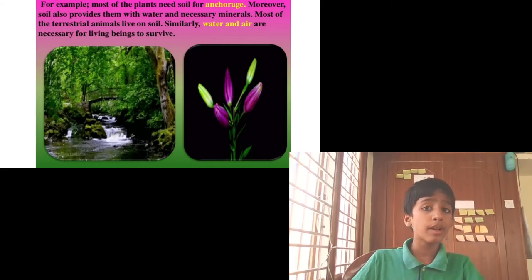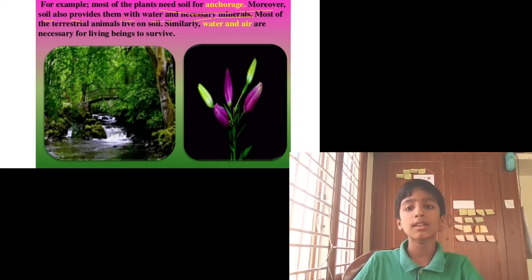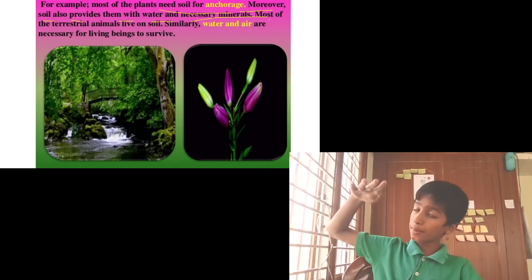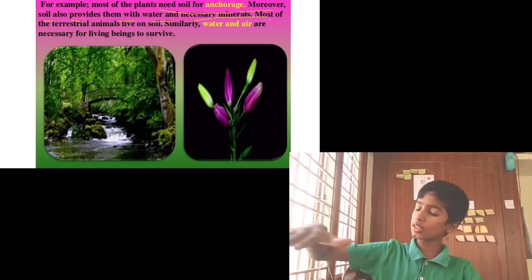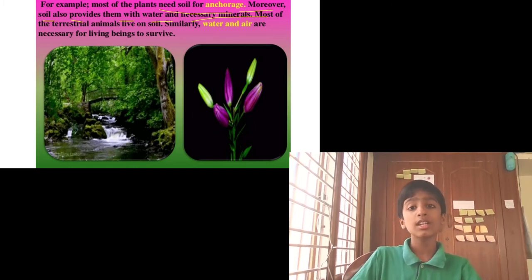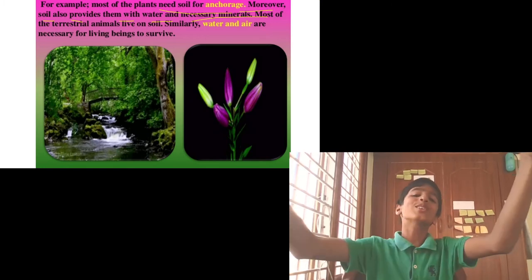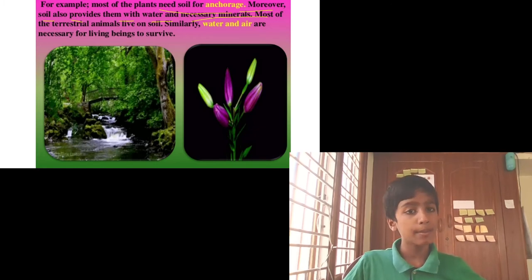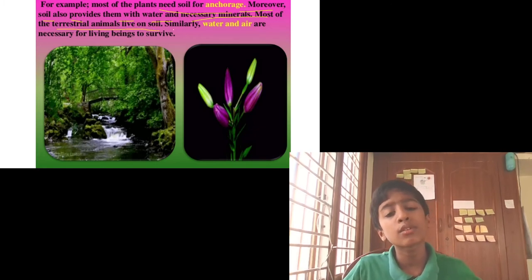Now let's move on. Most plants need soil for anchorage. Moreover, soil also provides them with water and necessary minerals. How does the soil provide water? If rain comes and the water hits the land, where does the water go? It seeps into the soil and stays underground, and the soil can provide water for the growth of trees. Most terrestrial animals live on soil.